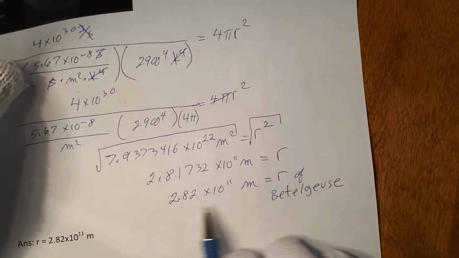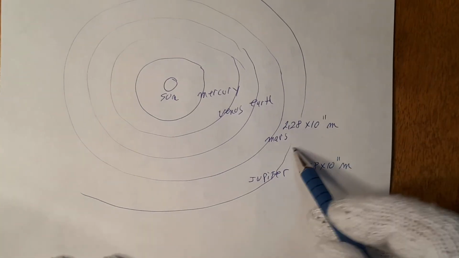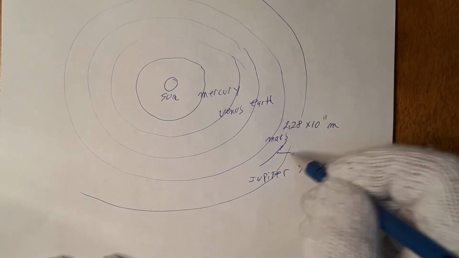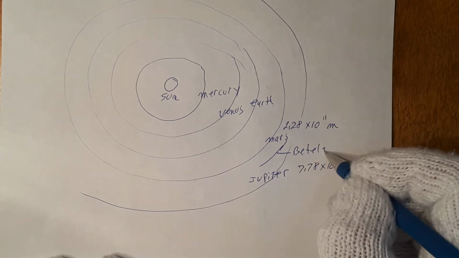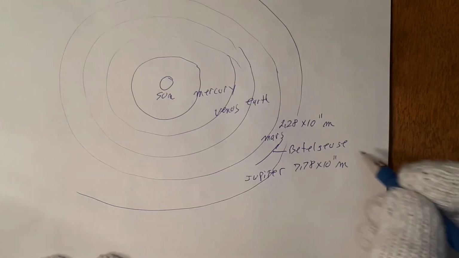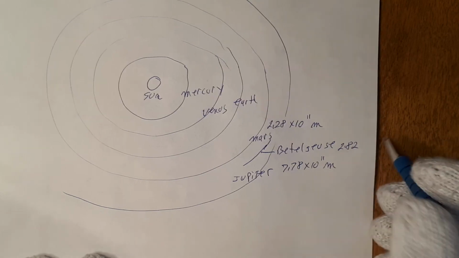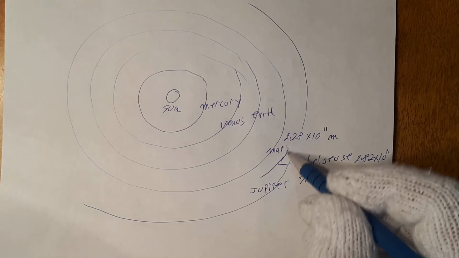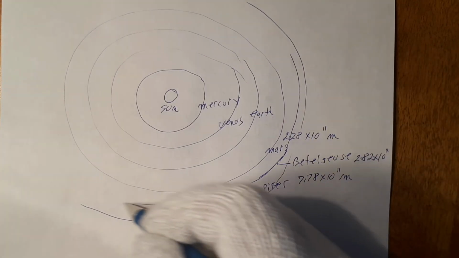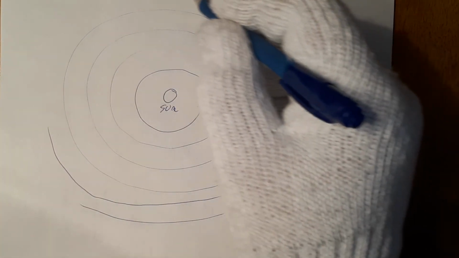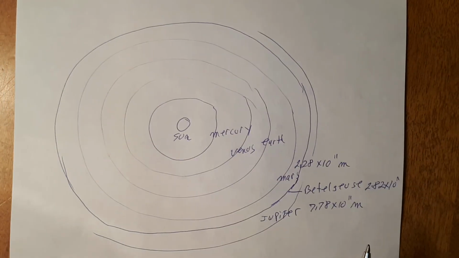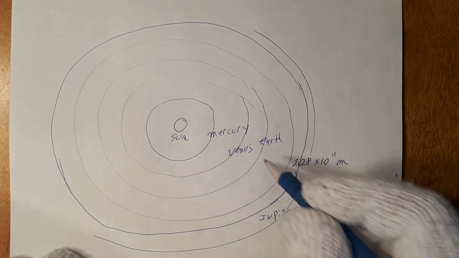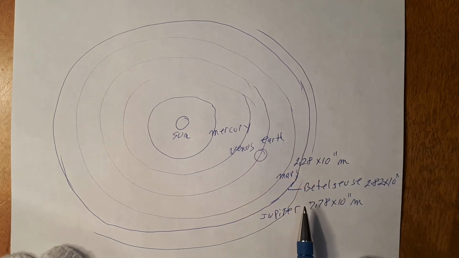And we calculated Betelgeuse to have a radius of 2.82, and will lie in here. At 2.82 times 10 to the power 11 meters. That would be the size of Betelgeuse, completely encompassing our little Earth. Supergiant indeed.